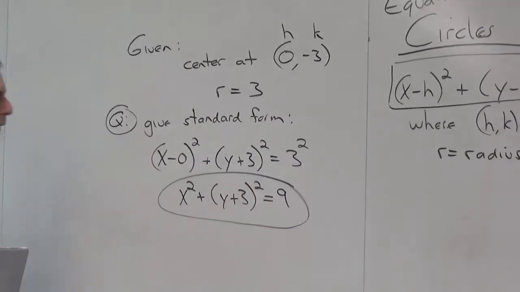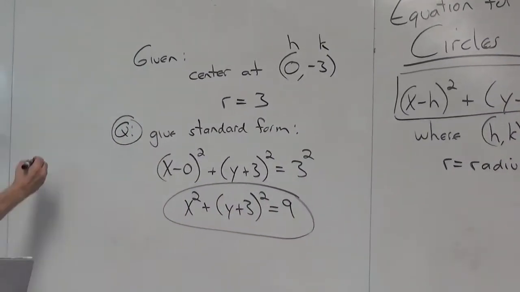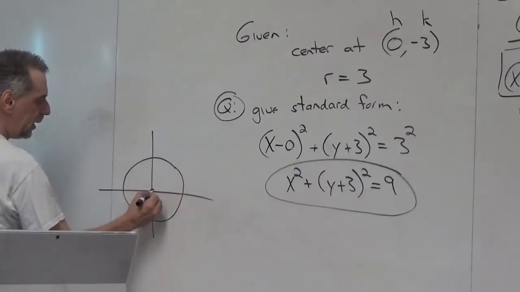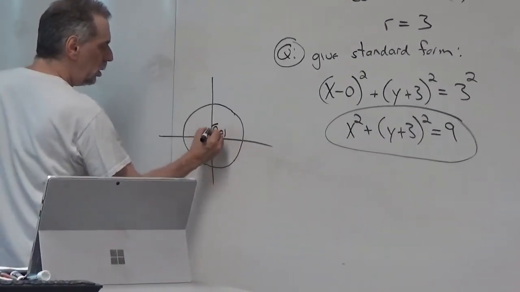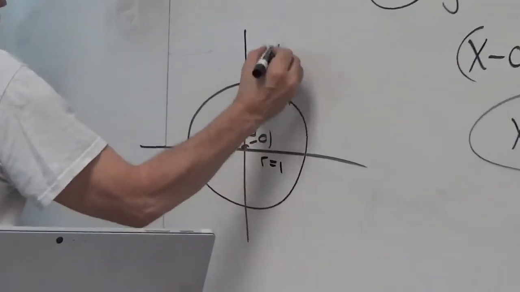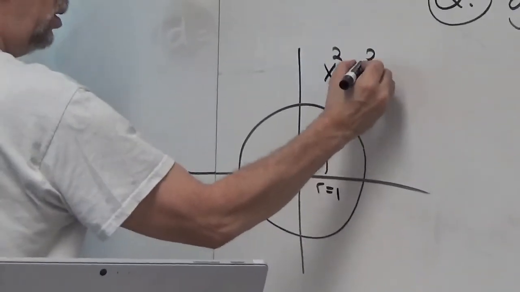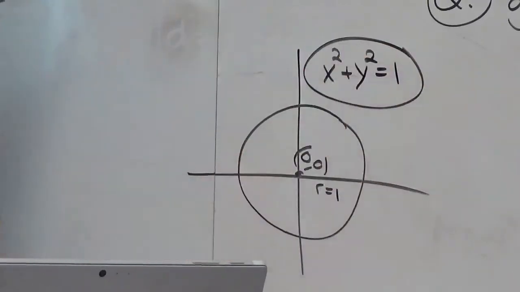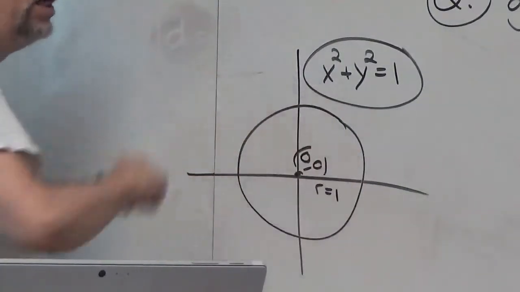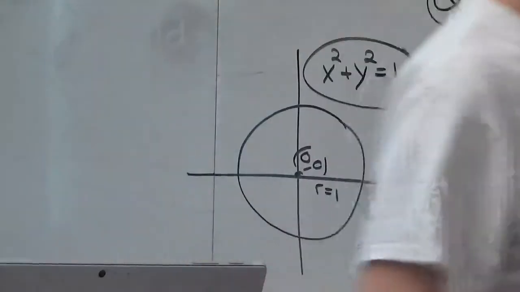radius is 3. Now, if you have a circle centered at the origin, right, then the center is 0, 0, and let's say this radius is 1. This is kind of the most basic circle. x squared plus y squared equals 1. Right? We call that the unit circle. It has a radius of 1, meaning 1 unit. It's centered at the origin. If you take any trigonometry, you'll see a lot of that circle.